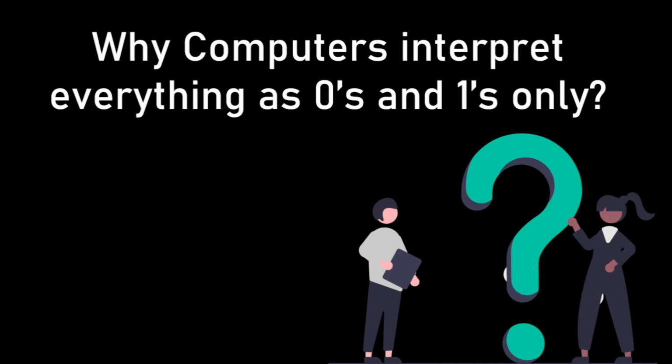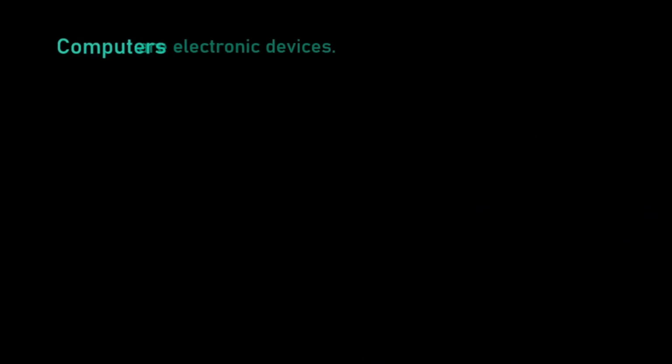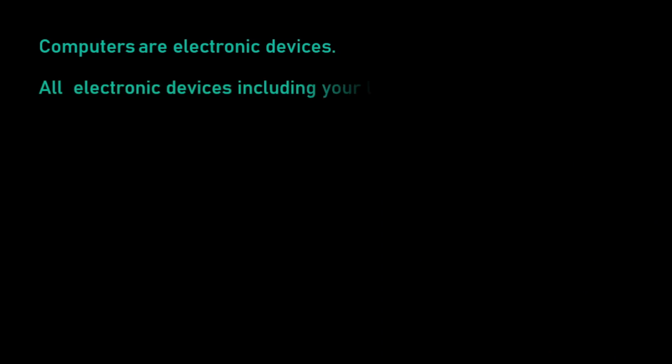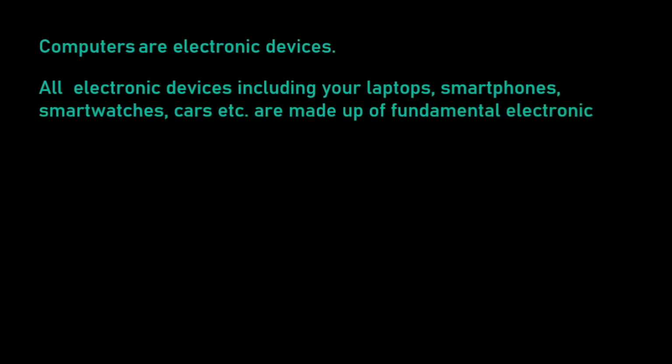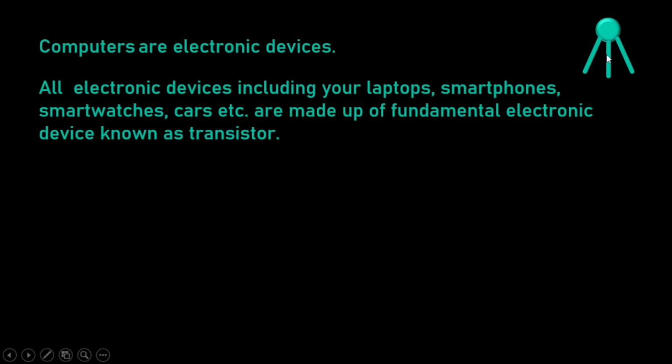To answer this question, let us first look at what computers are basically. Computers are electronic devices. All electronic devices, including your laptop, smartphones, smartwatches, cars, etc., are made up of a fundamental electronic device known as a transistor. So the diagram of a transistor is being shown on the right side of the screen. It's a symbolic diagram or a symbolic representation of the transistor.